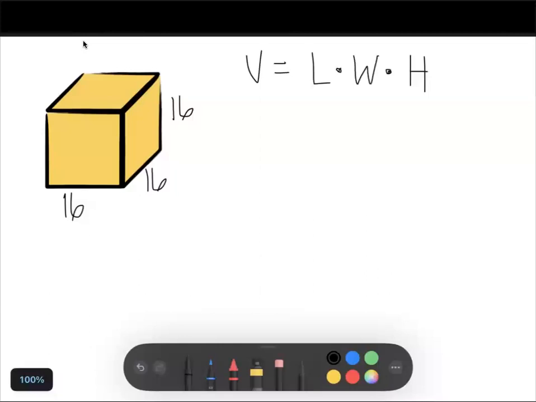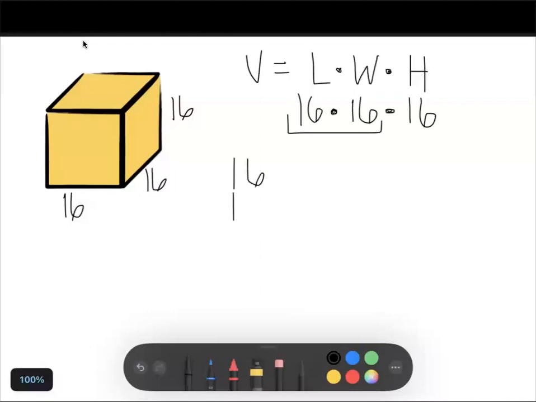Now, in this case, we don't need to worry about what is length, what is width, and what is height because all of those numbers are the same because this is a cube. So that means we're going to be doing 16 times 16 times 16. Okay, so let's start by doing the first two 16s together.